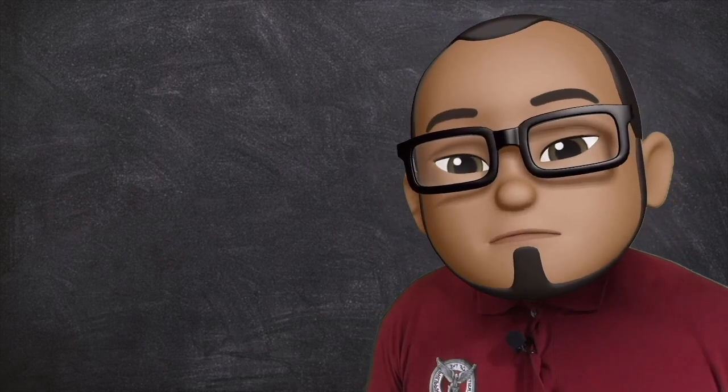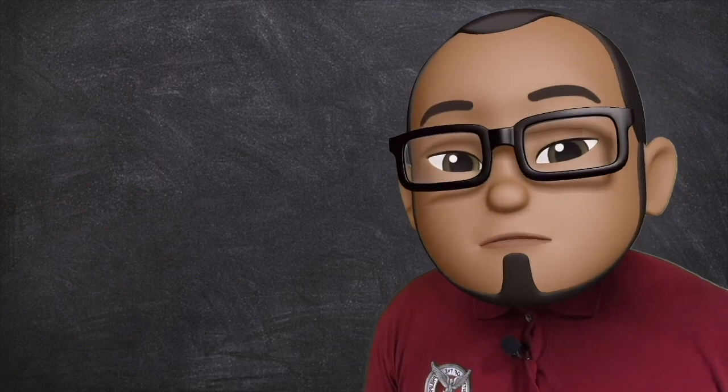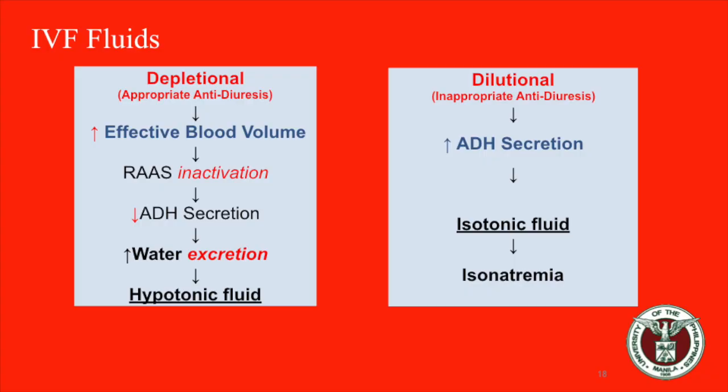With depletional, normal appropriate antidiuresis, once the effective blood volume is corrected, renin-angiotensin-aldosterone system will be inactivated, leading to a decreased secretion of ADH. With a very low ADH, you'll be secreting a lot of water or hypotonic urine, such that a best replacement will be your hypotonic fluids post-resuscitation. While for dilutional pathologic inappropriate antidiuresis, there's a continued release of ADH. And to prevent hyponatremia is not to give hypotonic fluids, but instead give isotonic fluids.